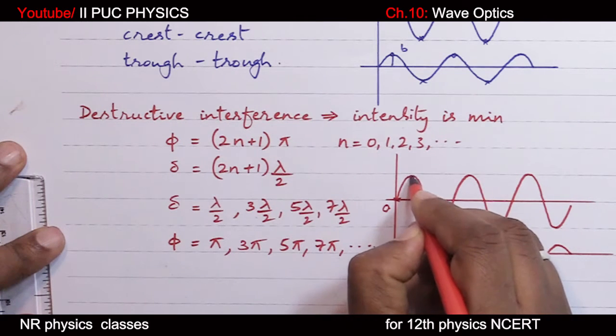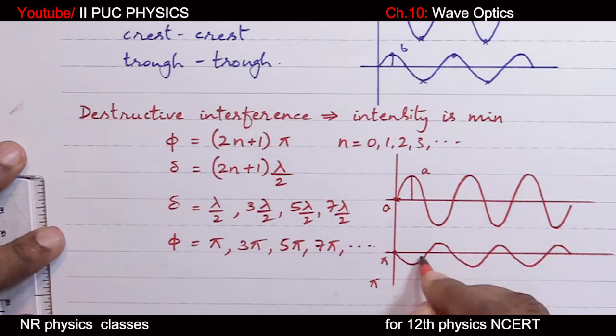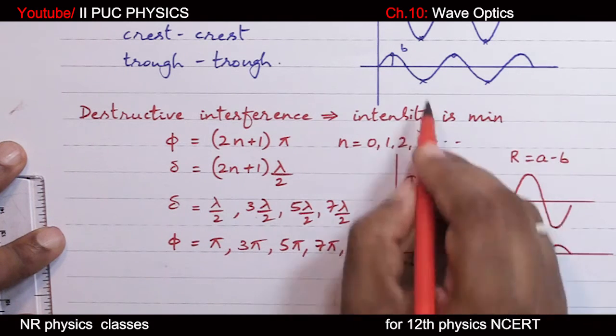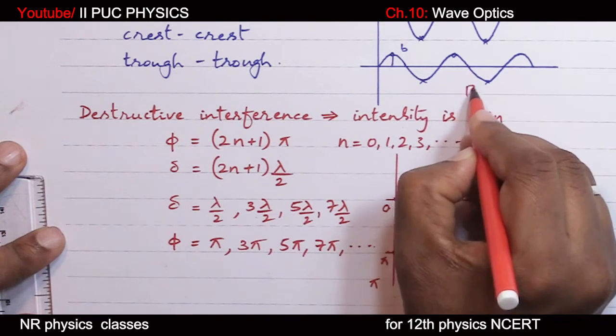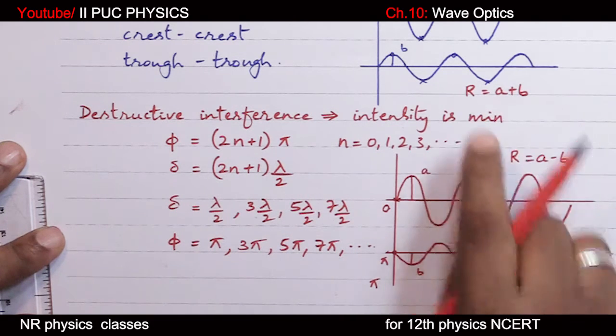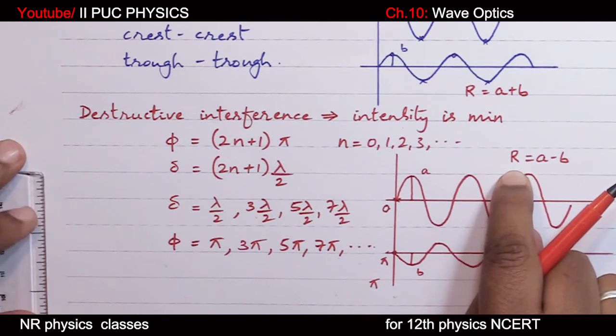If the amplitude of the first wave is A and the amplitude of the second wave is B, then the resultant amplitude is A minus B. In the first case, the resultant amplitude is A plus B. If it is A plus B, it is constructive interference. A minus B is destructive interference.